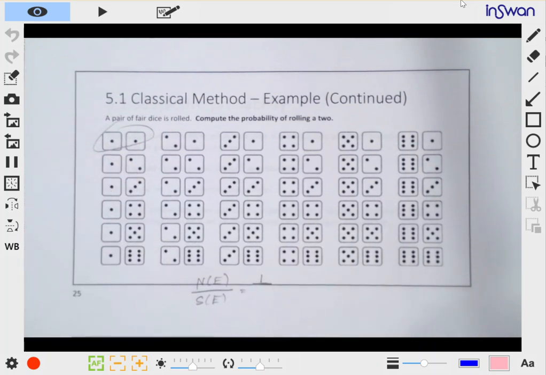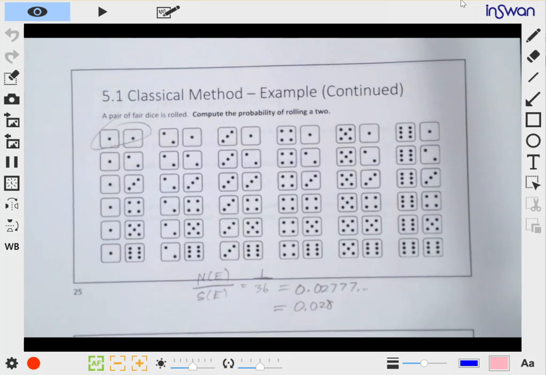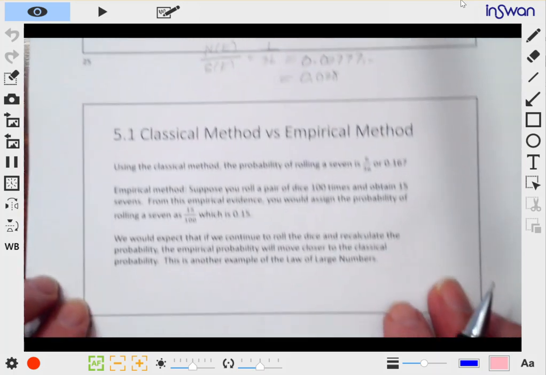There's only one number in that set E, and the total number of outcomes again is 36, so it's 1 in 36. And you can divide that and you get about 0.02 and then a bunch of 7's. And so if you round to 3 decimal places, it would be 28 thousandths. Obviously, you're more likely to roll a 7 than you are to roll a 2. All right, so let's move on to the next slide.